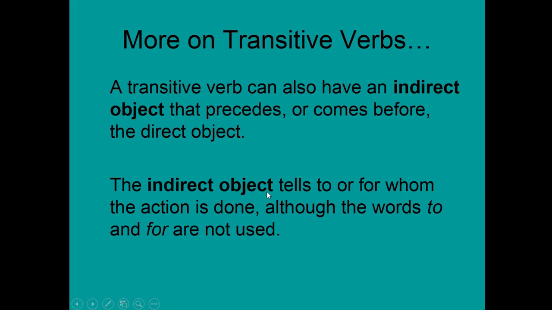So the indirect objects tell to or for whom the action is done, although the words to and for are not used. What is the meaning of the word to or for? If I say, I sent you a message, here, did I use to or for? Can I say, I sent for you or to you a message? No. If you use the indirect object before the direct object, it will be without to or for.